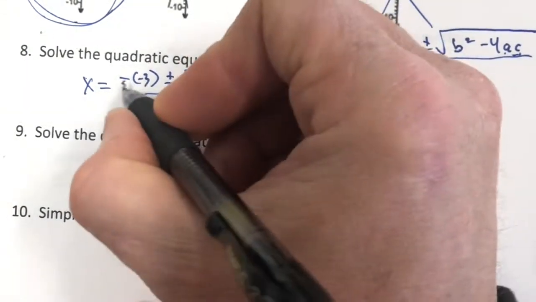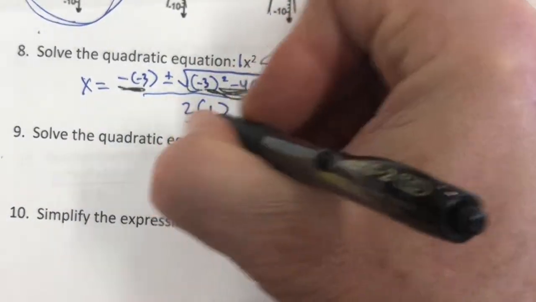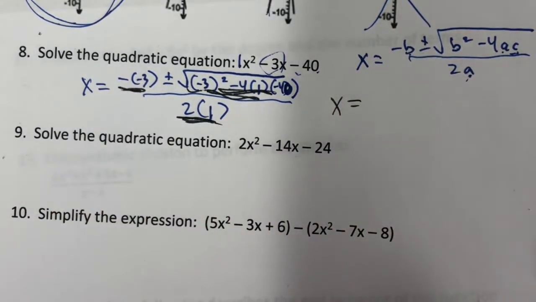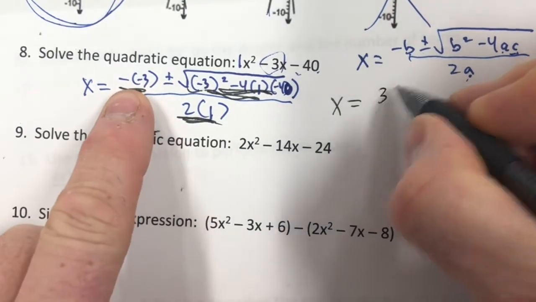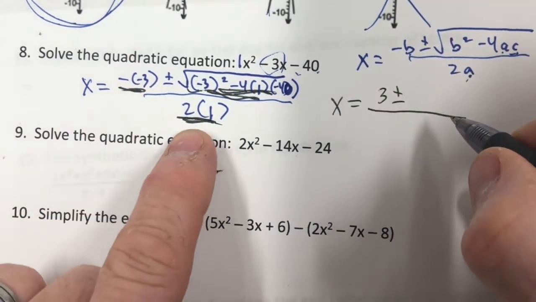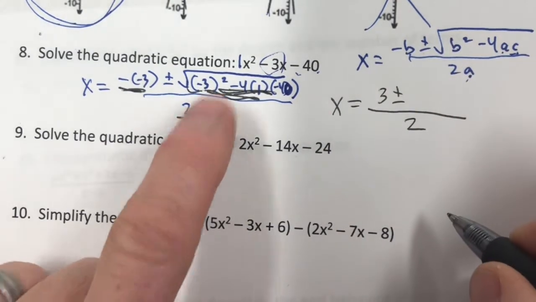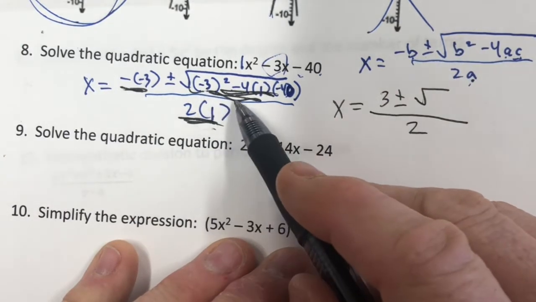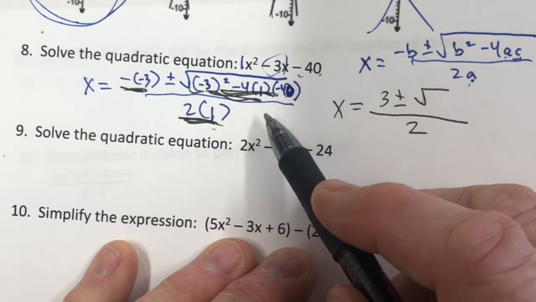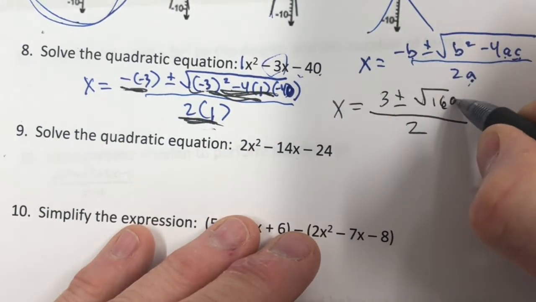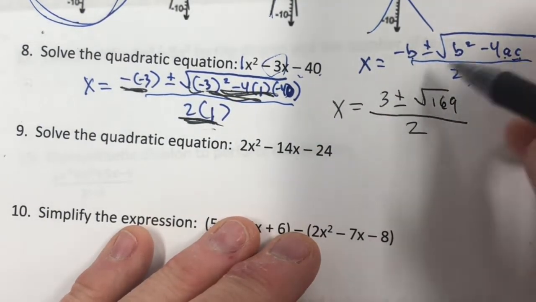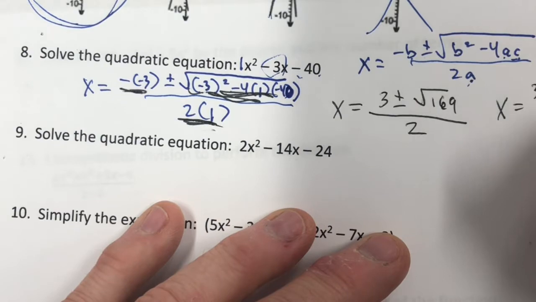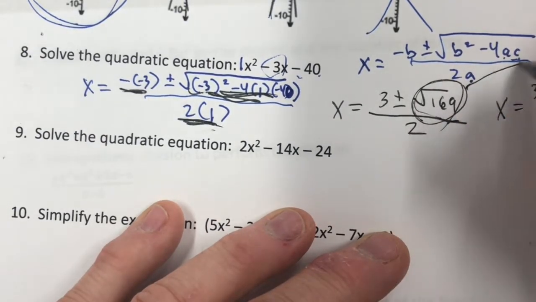Okay, now if you do that, there's 1, 2, 3 things to do at one time here. All right, so x equals, right here, 2 negatives makes a positive 3. Down here, 2 times 1 is 2. And right here in your radical, I've got negative 3 squared minus 4 times 1 times negative 40. I type this in, which is 169 when I type it in. Don't type the radical, just type. Now I can do the square root of 169, which comes up to be 13.